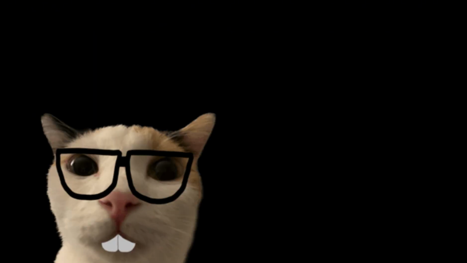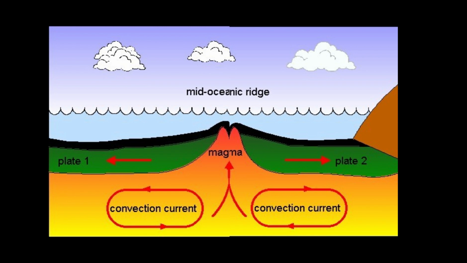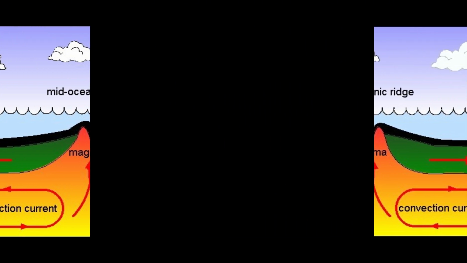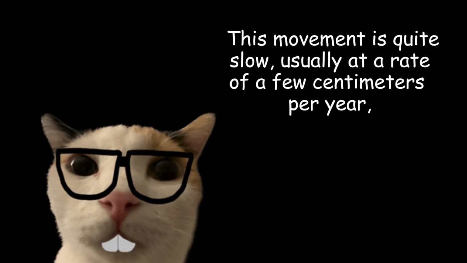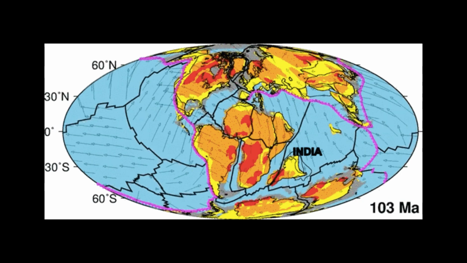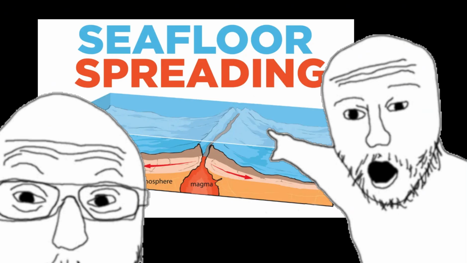Over time, more magma continues to rise and push through, causing this new crust to expand outward. Now, as new crust forms, the existing crust on either side of the ridge is slowly pushed away. This movement is quite slow, usually at a rate of a few centimeters per year, but over millions of years, it adds up to significant distance. The movement is called seafloor spreading.